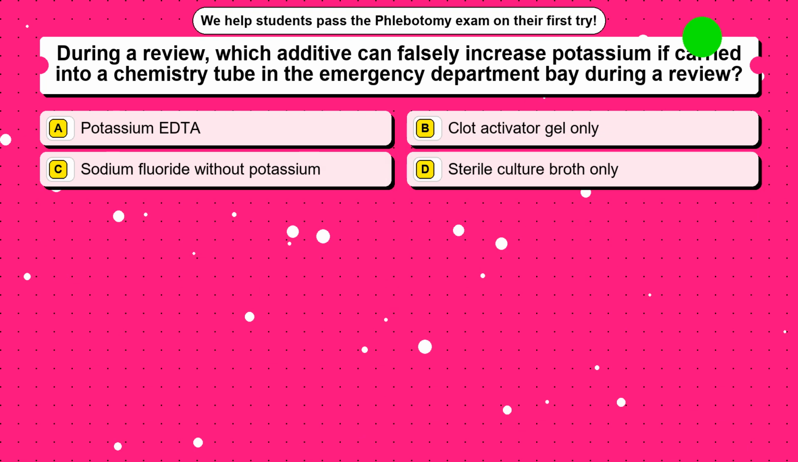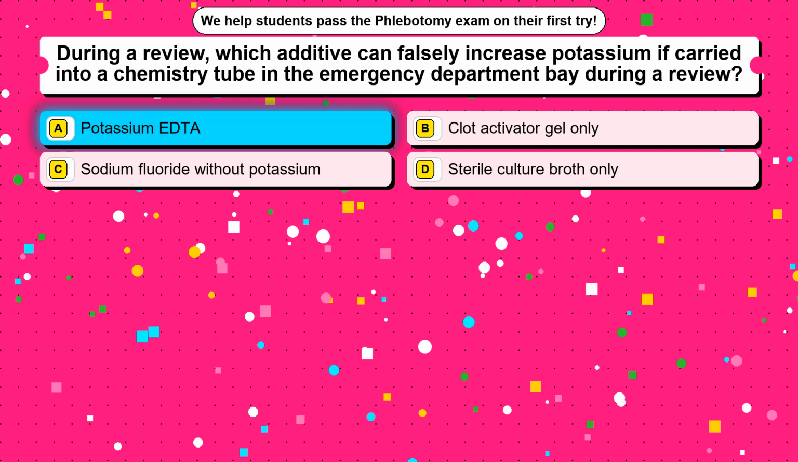Question 88. During a review, which additive can falsely increase potassium if carried into a chemistry tube in the emergency department bay? Option A, potassium EDTA. Option B, clot activator gel only. Option C, sodium fluoride without potassium. Option D, sterile culture broth only.